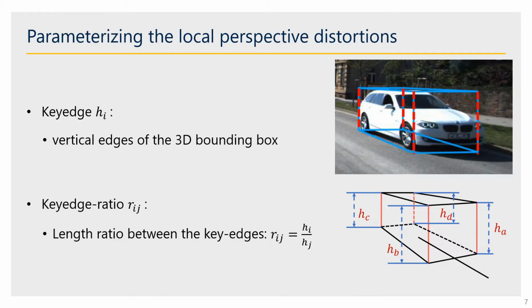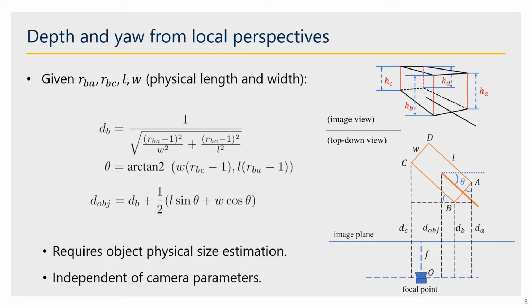We use key edges and key-edge ratios to parameterize the local perspective distortions. Key edges are the vertical edges of a 3D bounding box projected in an image, denoted as h_i. Key-edge ratio R_ij is the length ratio between key-edge i and j. From the key-edge ratios, we can derive objects' depth and yaw angle. We need at least two key-edge ratios and the physical length and width of the object. Notice that camera parameters are not needed in these equations.